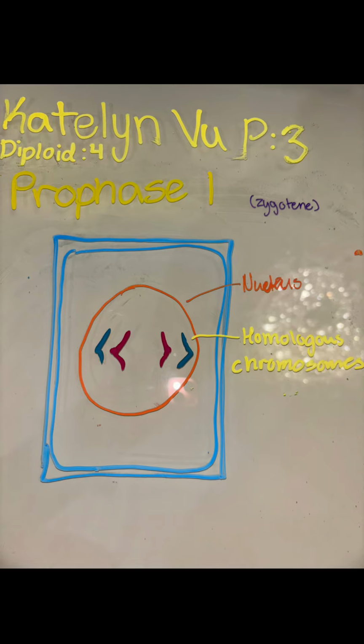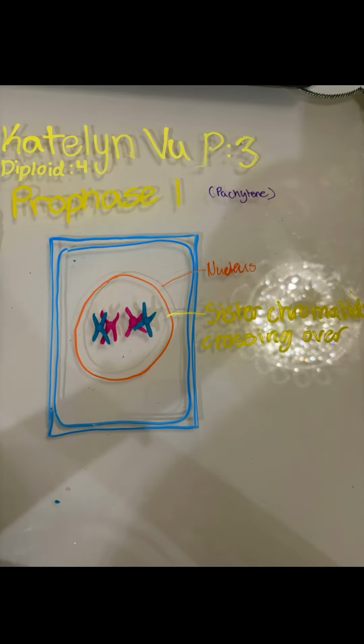Then comes prophase, which is the first step of mitosis. In this phase, the chromatin condenses and becomes visible. It is now called chromosomes. The nuclear membrane then starts its way to disappearing and the spindle fibers start to form. I actually have 2 images for prophase 1 because in this one it shows the homologous chromosomes. In this one it shows the sister chromatids crossing over.